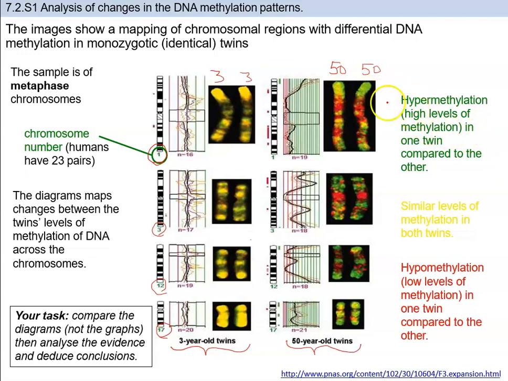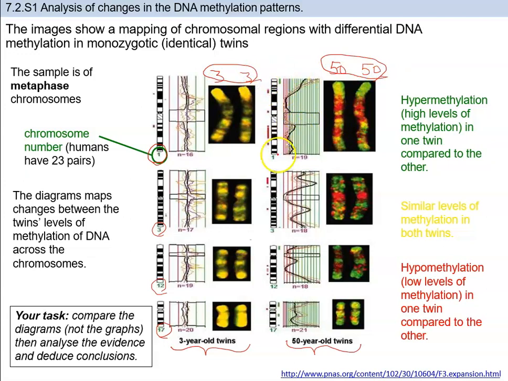The green area shows the hypermethylation. So you can compare this twin with the other one by seeing the level of the green, which one has become more green or less green. Hypermethylation means high levels of methylation. So green shows the methylation area. And you can compare between a 50-year-old twin and a 3-year-old twin.